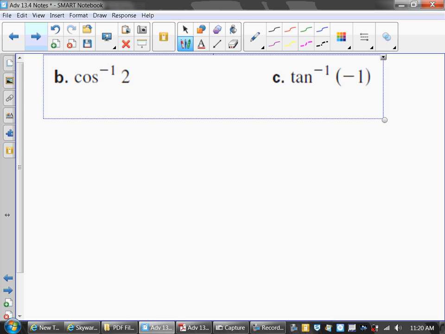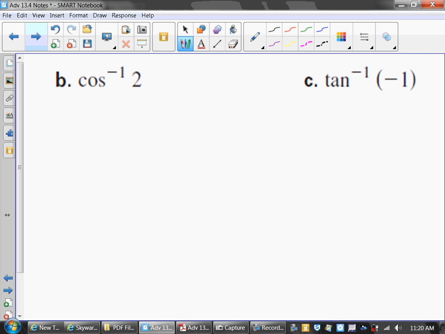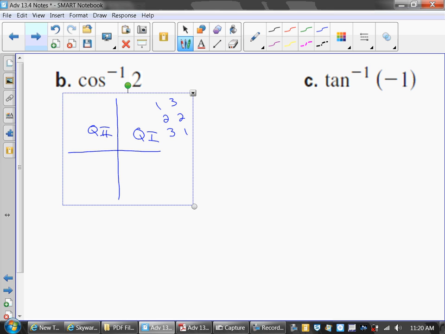So that's what this looks like. Cosine inverse of 2. Well, if you look at your cosine values, remember, for cosine you're looking at quadrant 1 and quadrant 2. In quadrant 1, remember, 3, 2, 1, 1, 2, 3. As you go across here, these are root 3 over 2, root 2 over 2, and 1/2. Do any of those values equal 2?